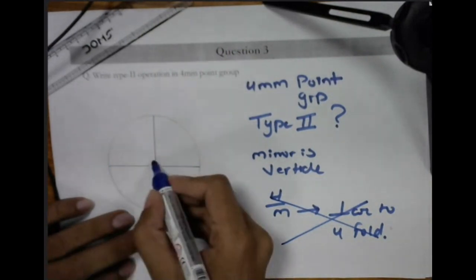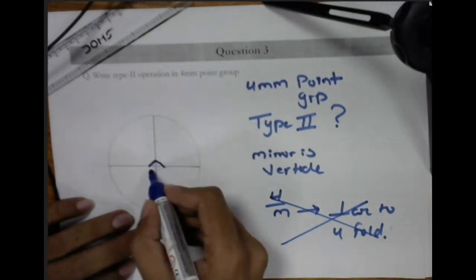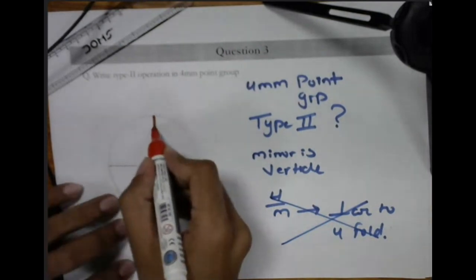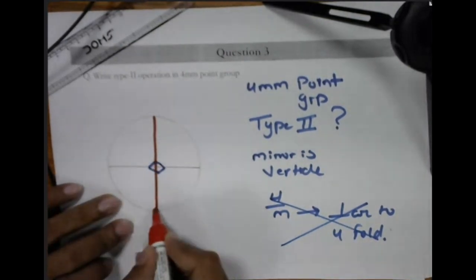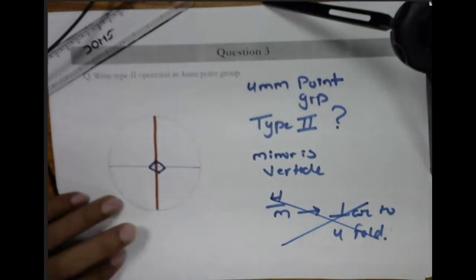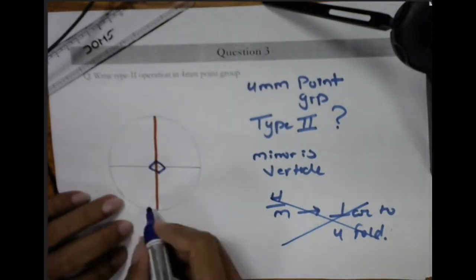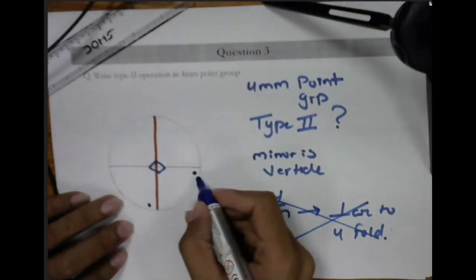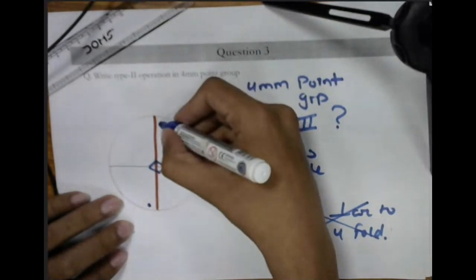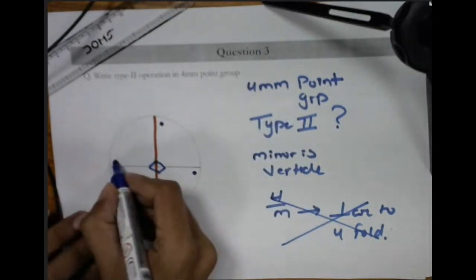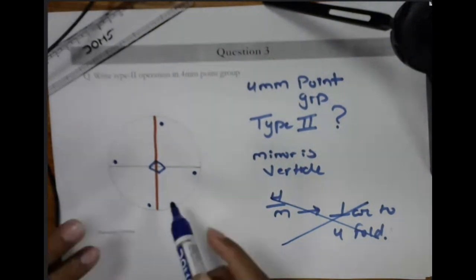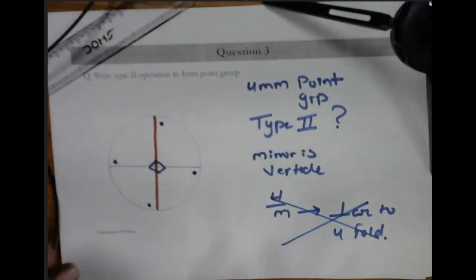So let us say this is our fourfold, and consider this particular axis to be the mirror. The mirror is passing through this, vertically slicing our plane. Start with the first point. First we will do the fourfold rotation. This is what we have got. Now we have to apply the mirror to it. So how many points have we got? We have got a total of 4 points till now.